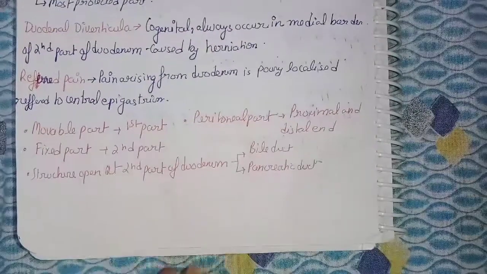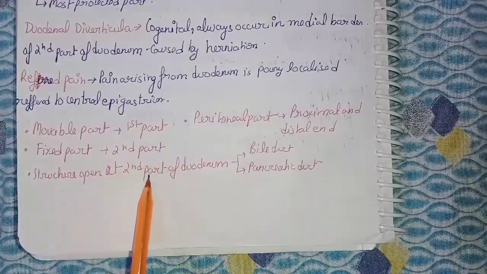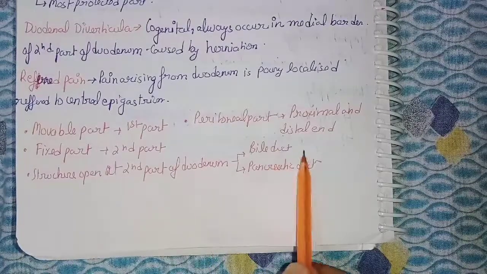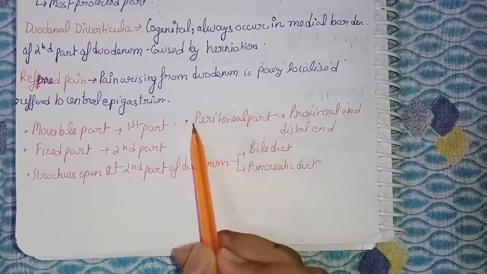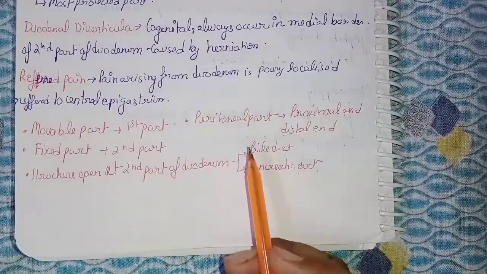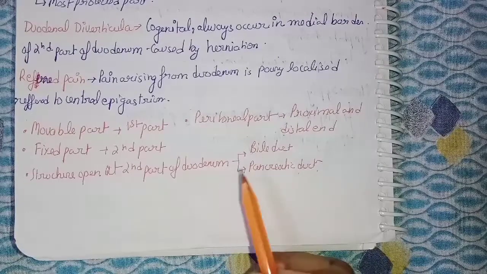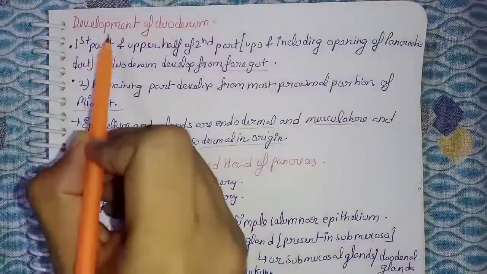Now what is the movable part of the duodenum? First part. Fixed part is the second part. Structures opening in the second part of the duodenum are the bile duct and pancreatic duct. Peritoneal part. We know that the duodenum is a retroperitoneal organ, but some parts are peritoneal also, which are the proximal and distal ends.